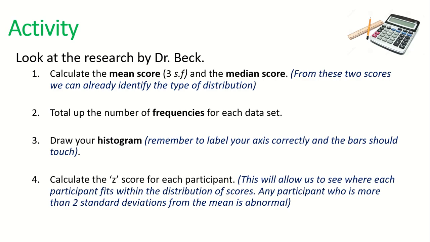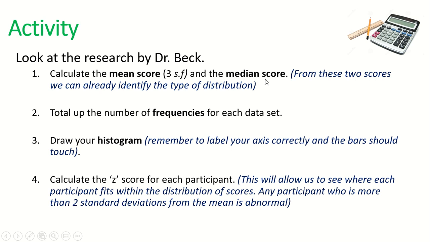However, what I'd like you to have a look at now is an activity which is fictional research by a lecturer called Dr. Beck. What we need to do is effectively 4 different calculations or activities before we can identify whether or not a person is considered to be statistically normal or abnormal. So we're going to calculate the mean score and the median score. When you're writing the mean score, I want you to do it to 3 significant figures. So that's not 3 decimal places, that's 3 significant figures.